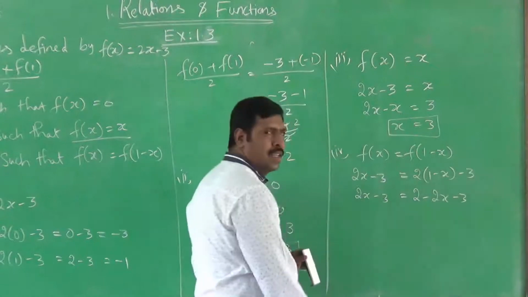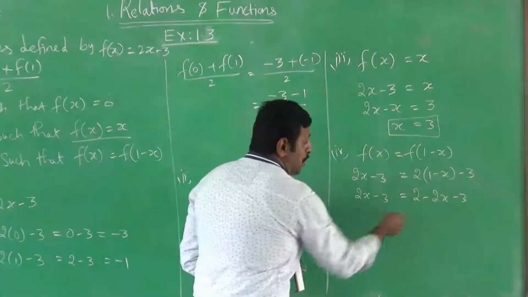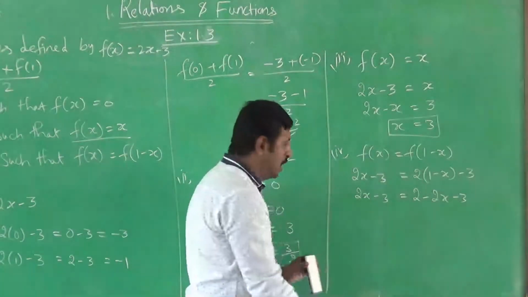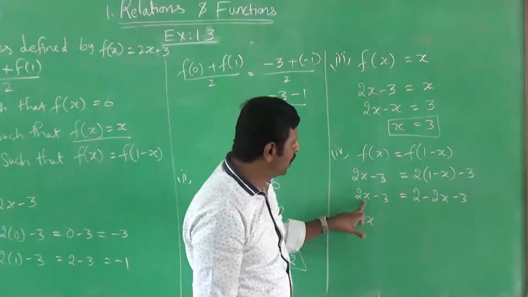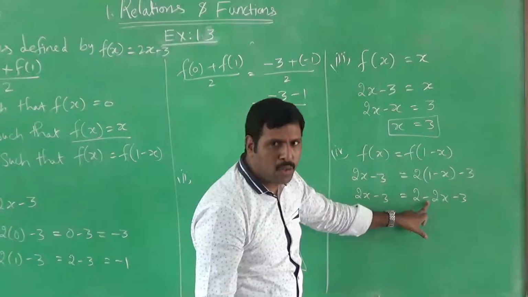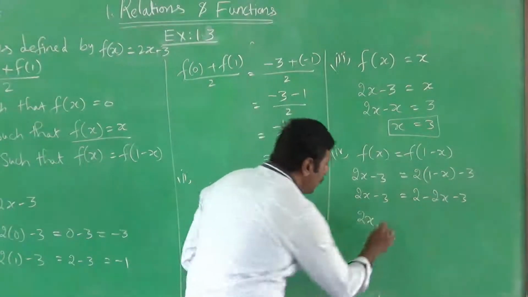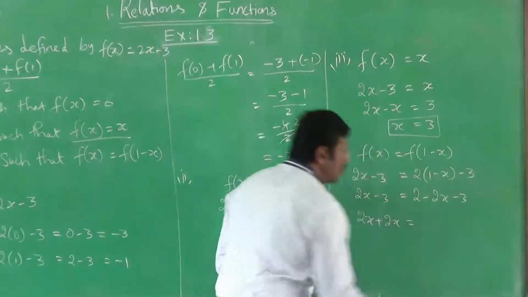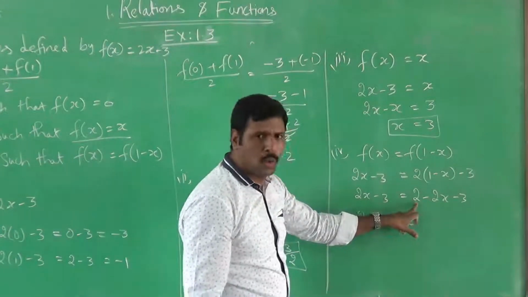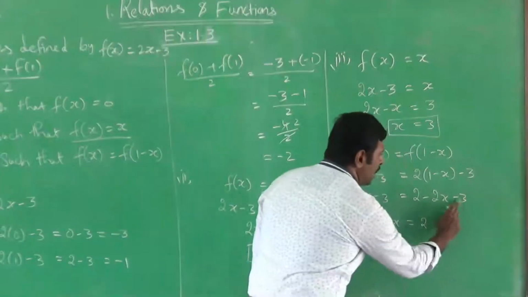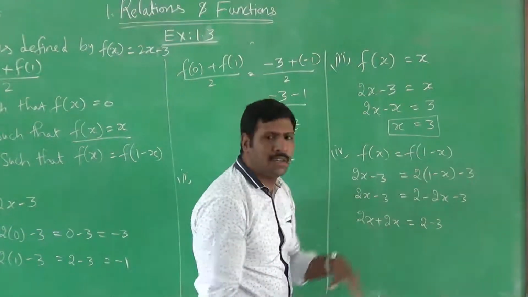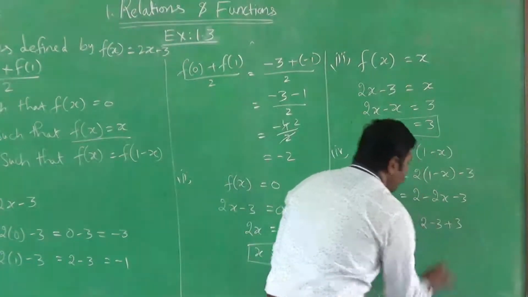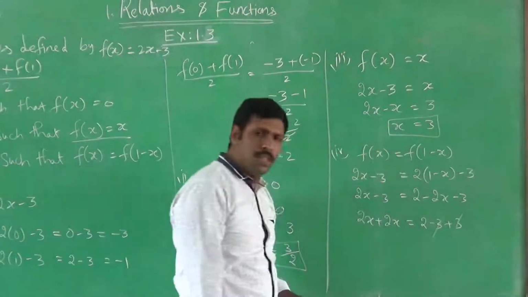Minus 3. Take the variable term to one side and the constant term to the other side. If I take this 3 to the other side, we get 2x already here. Here we have minus 2x. I bring it to this side, we get plus 2x is equal to, here we have already 2 and then minus 3. Now this minus 3 I take to the other side, we get plus 3.